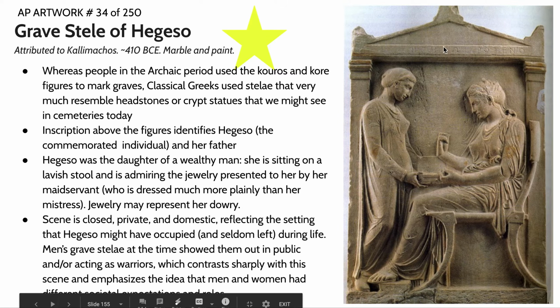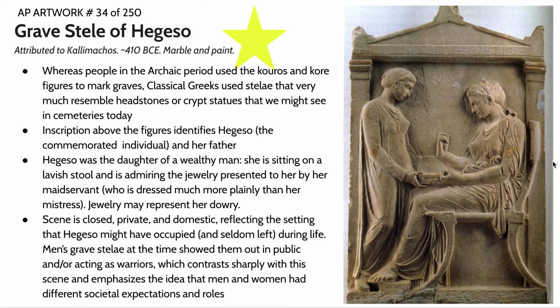The inscription above the figure describes this figure as Hegeso. She's the commemorated individual in this image, and her father. Basically, for women who were unmarried, they were also identified by their father's name. So Hegeso was the daughter of a wealthy man. He was wealthy enough to have this gray stele commissioned.